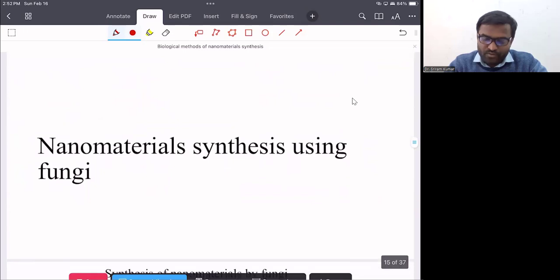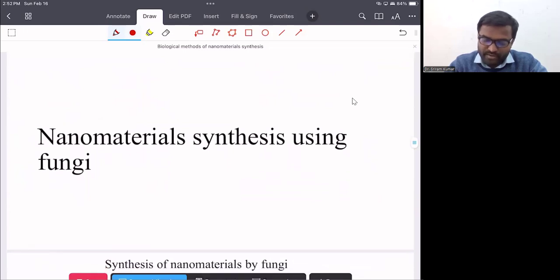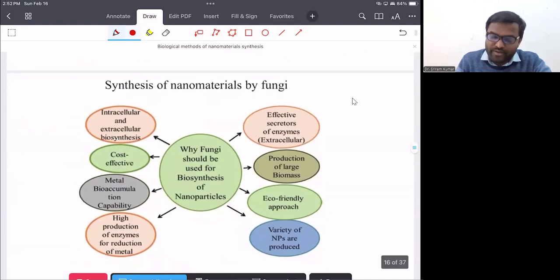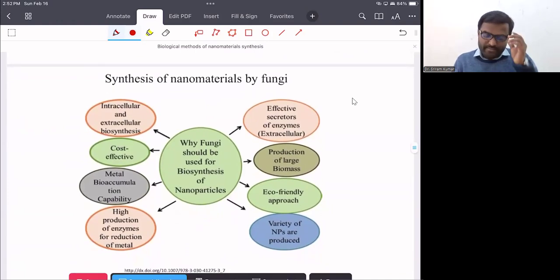And if we want to take the example of nanomaterial synthesis using fungi, let's understand the synthesis of nanomaterials by fungi. Before understanding the mechanism, we should think about why we should consider fungi as compared to bacteria, and which method is better: fungus-based biosynthesis or bacteria-based biosynthesis. Let's understand one by one. The first point is that fungus can be used for either the intracellular or the extracellular mechanism, and the same thing applies to bacteria as well.